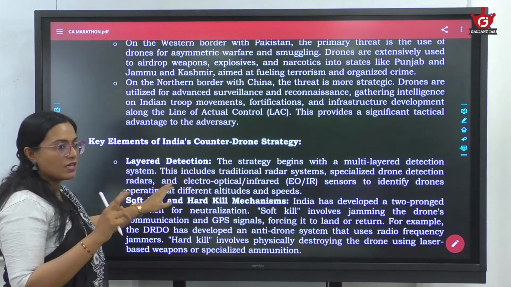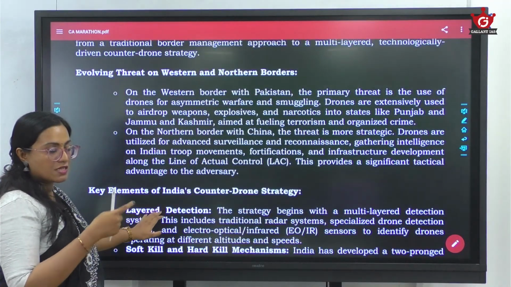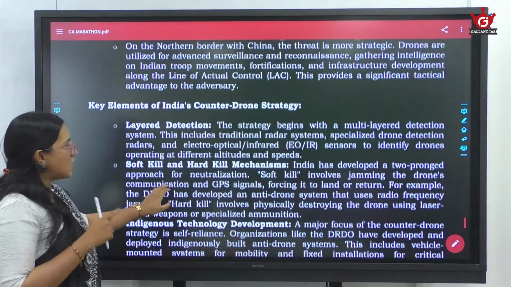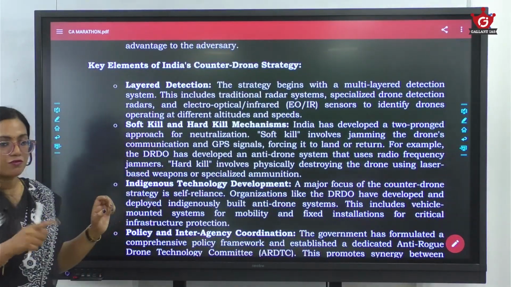It only asks you about how it is affecting, what the evolving threats are on these western and northern borders, but the question is actually about India's counter-drone strategy. So that should be given more focus.